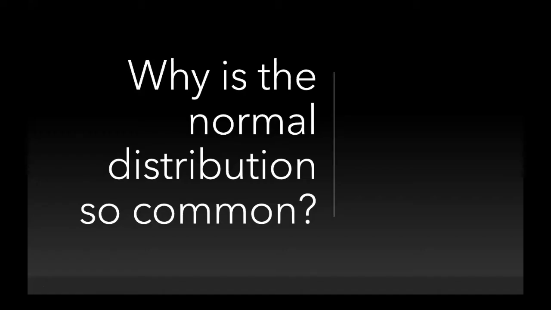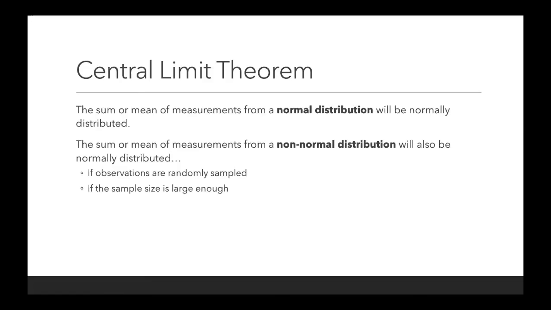So why is the normal distribution so common? The reason for this is because of what's called the central limit theorem. The central limit theorem states that the sum or mean of measurements from a normal distribution will themselves be normally distributed. So if you take a bunch of variables that are normally distributed and you add them together or you average them, then the end result of this calculation is going to be a normal distribution.